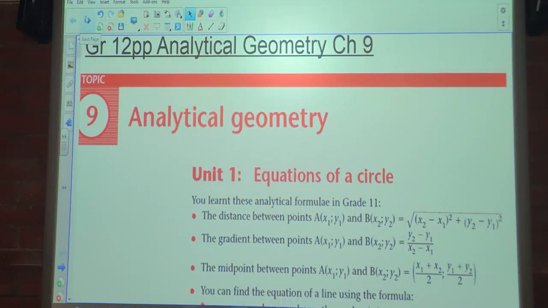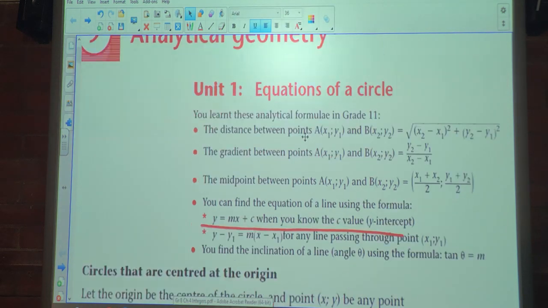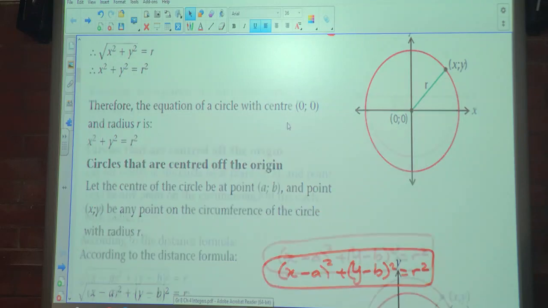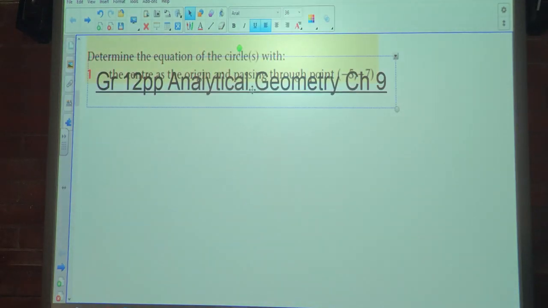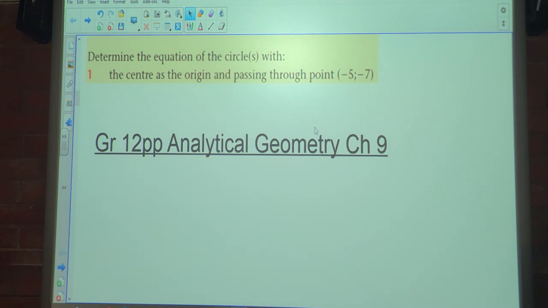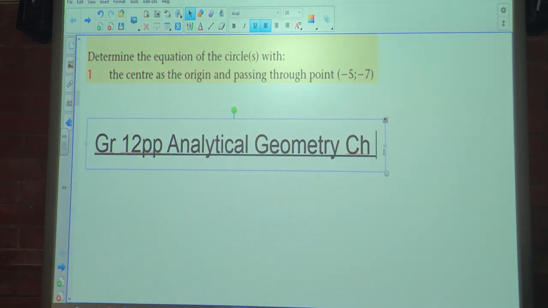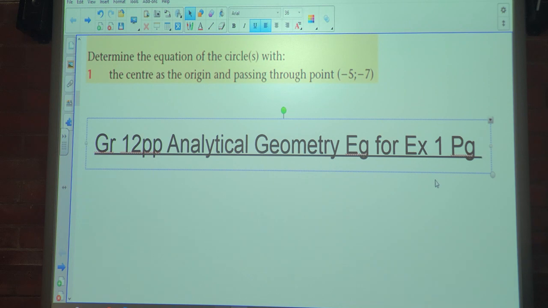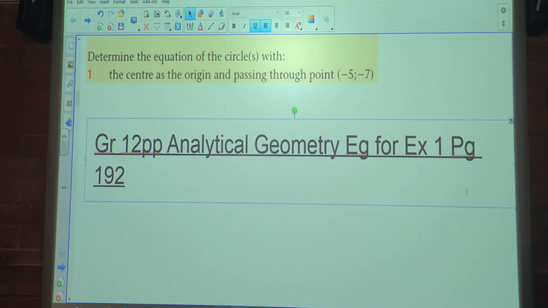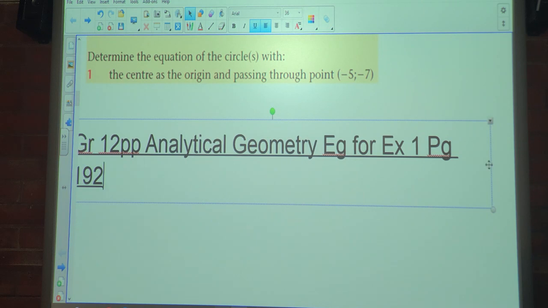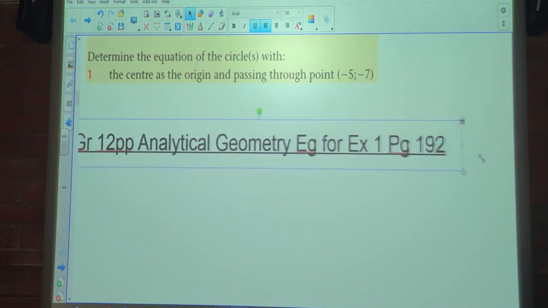Okay, good morning class. So today we're looking at analytical geometry. We went through the introduction to the section. Now we're looking at the examples for exercise 1, which is on page 192, and the examples on page 191.